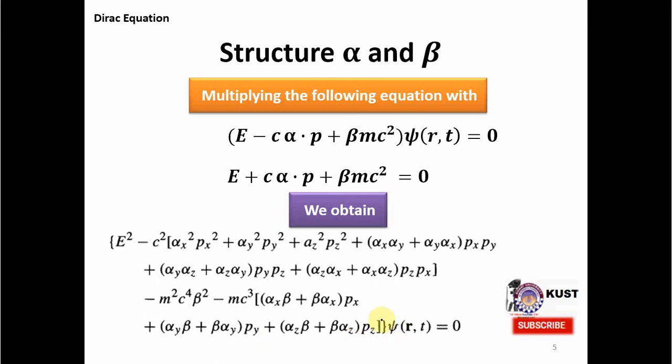So we have seen that by multiplying this equation with that equation, we got this complicated term over here, and we shall actually have a minus sign over here. This is equal to 0 on the right side. Okay, and this lengthier equation will now help us to determine the structure of alpha and beta.